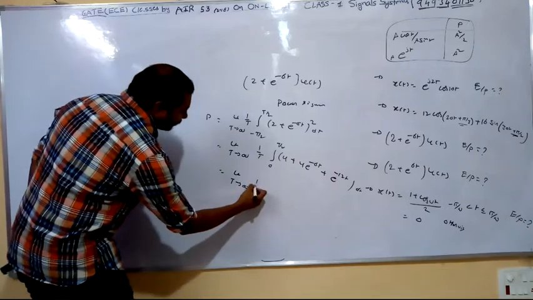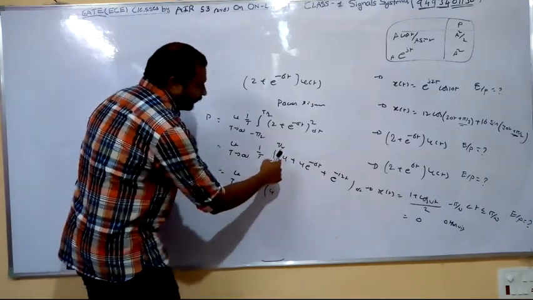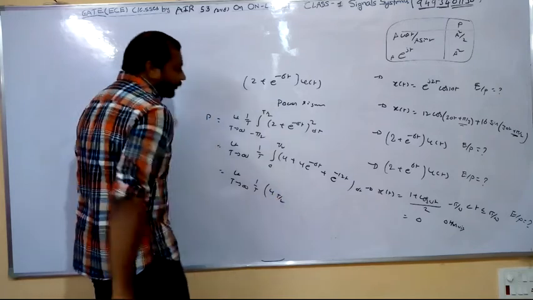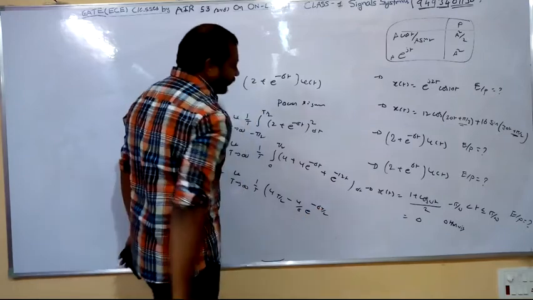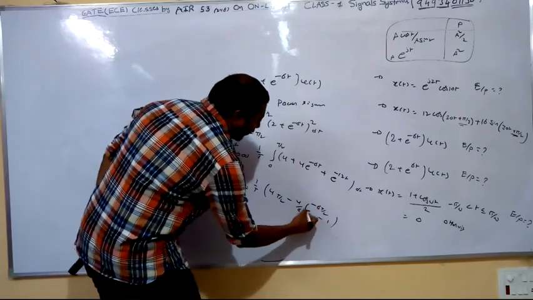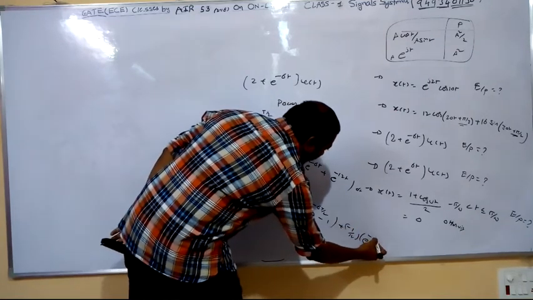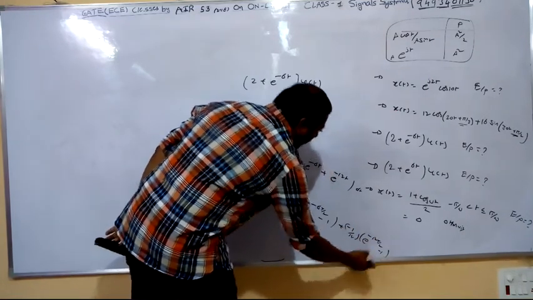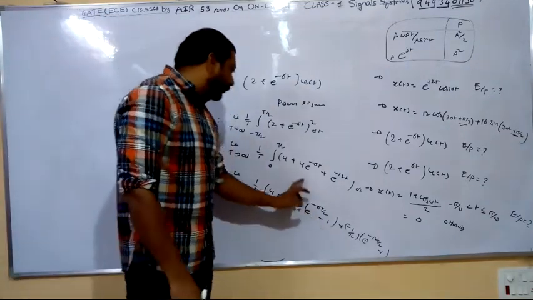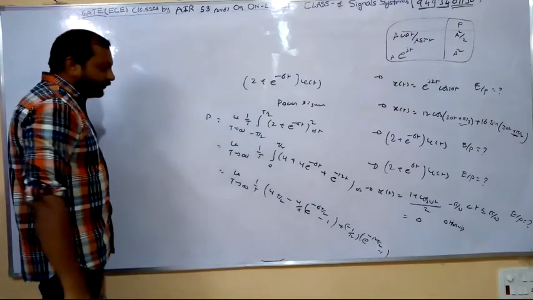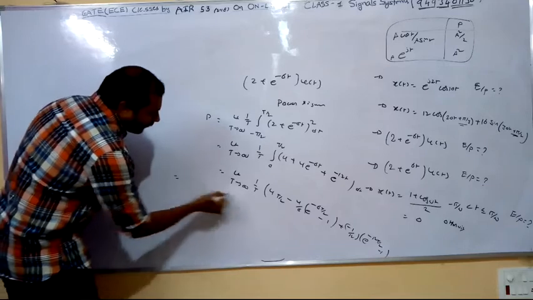So this can be represented as the limit T tending to infinity 1 by T into 4 into T by 2, 1 by T into 4 integration equal to 1 only, 4 into T by 2 minus 4 by 6 into e to the power minus 6T by 2 minus 1, plus minus 1 by 12 into e to the power minus 12T by 2 minus 1, substituting the limits by doing integration, substituting the corresponding limits equal to 0, equal to 1 only. That's only I consider.